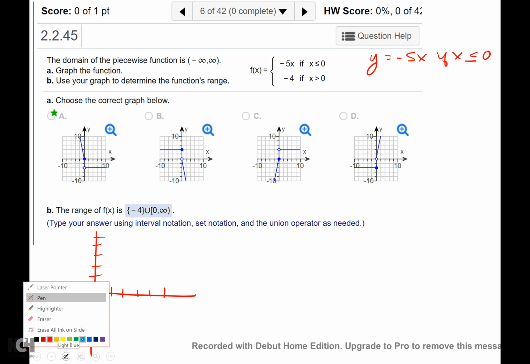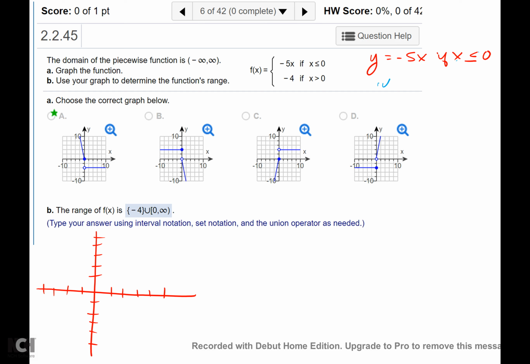Different color. Alright, so this says pick x's that are less than or equal to 0. So I'm going to pick 0 first. If I find f of 0, I'm going to have negative 5 times 0, which would be 0. So that ordered pair would be (0, 0). Pick something else. I know this is going to be a line, so all I need is 2 points. Pick something else smaller than 0. So let's pick f of negative 1. That would give me negative 5 times negative 1, which would give me 5. That's going to give me (negative 1, 5).